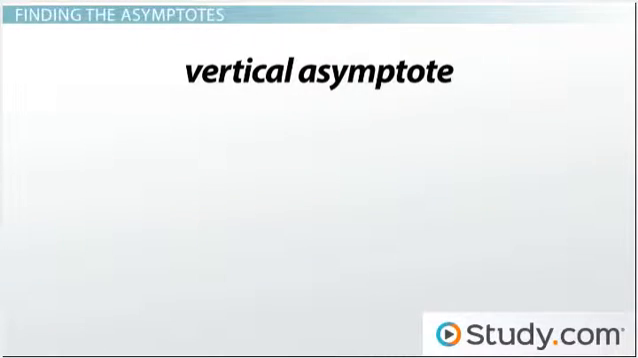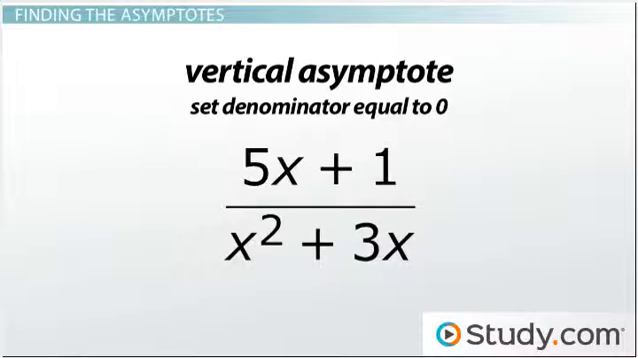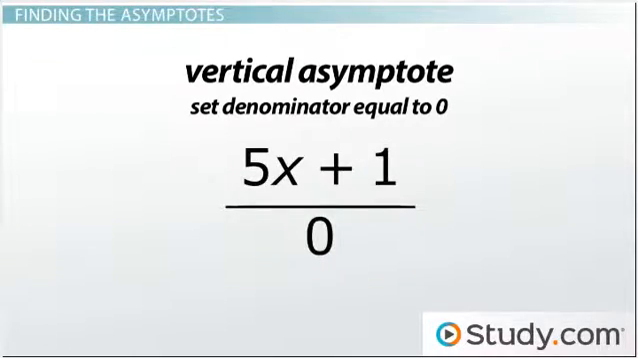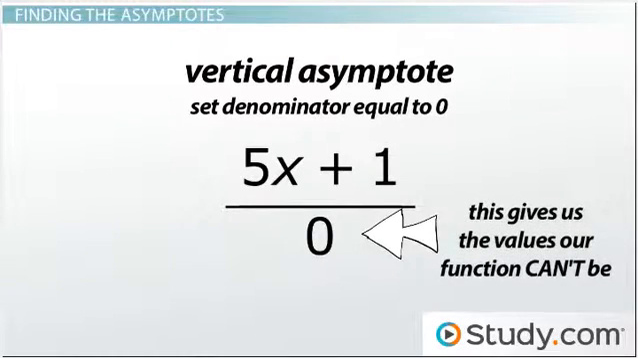To find the vertical asymptotes of our rational function, we simply set our denominator equal to 0 and solve. Why do we do this? If our vertical asymptote is the x value that our graph cannot be, then our best way to find out these values is to set the denominator equal to 0, because it is at those values that the function is not valid. We cannot divide by 0. So by finding the x values when our denominator equals 0, we find those x values the function cannot be.